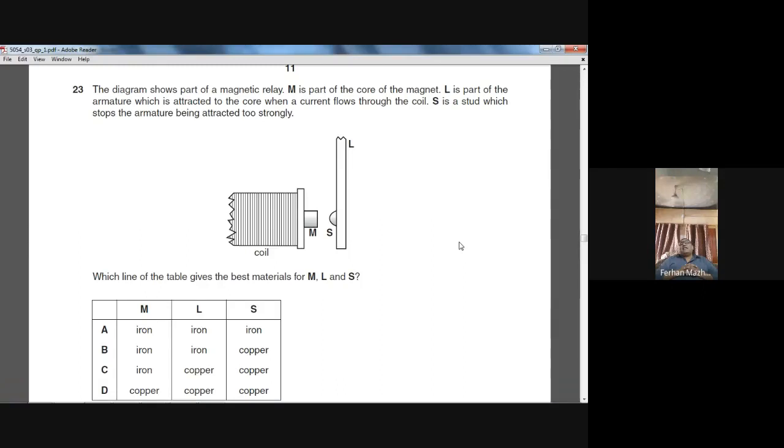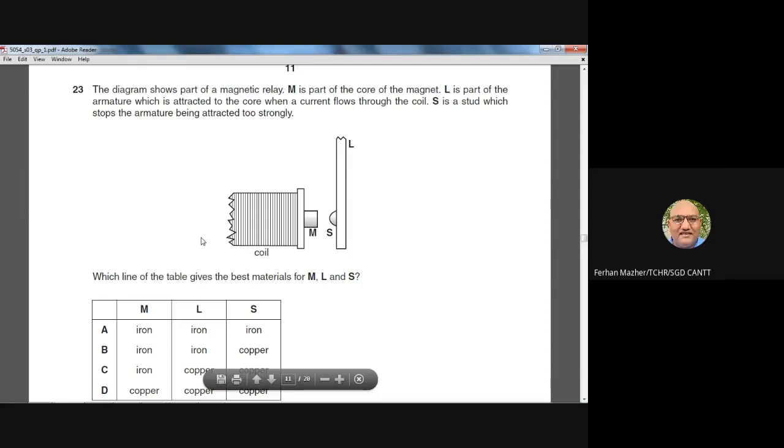So M, that is the core of that coil, should be made of iron, and L should be made of iron. So it's a magnetic material and it is attracted to the magnet. S should be made of copper because it's providing the path for the electricity. It's a connection for the electricity. So L should be made of iron, I think, and S should be made of copper, and M should be made of iron because it's a core.